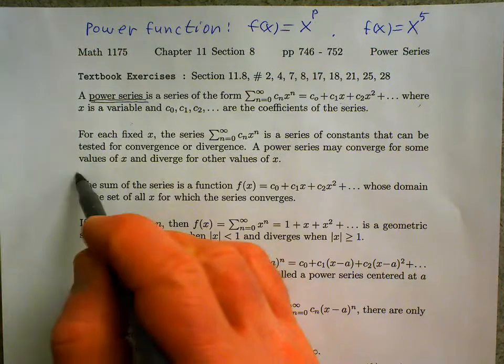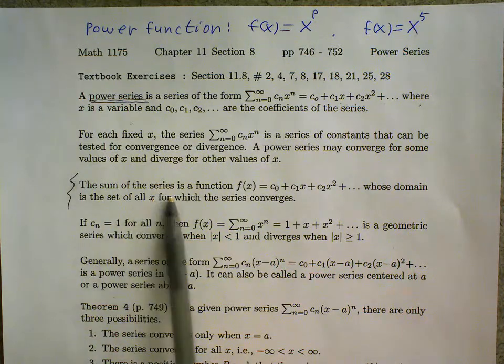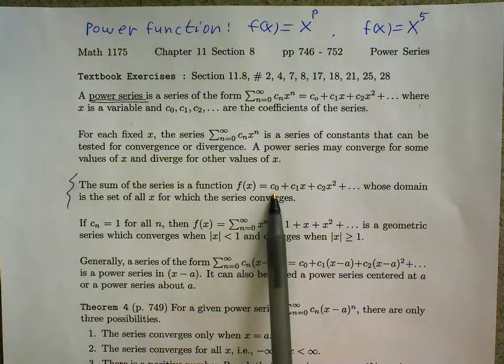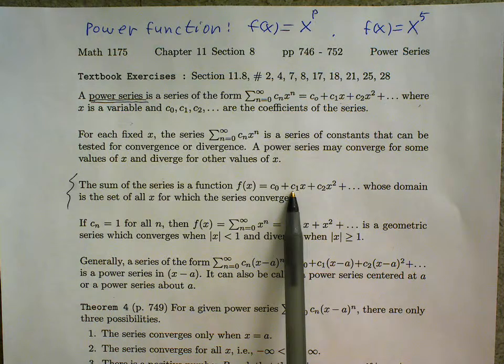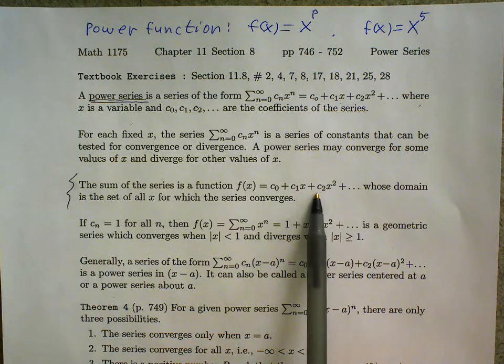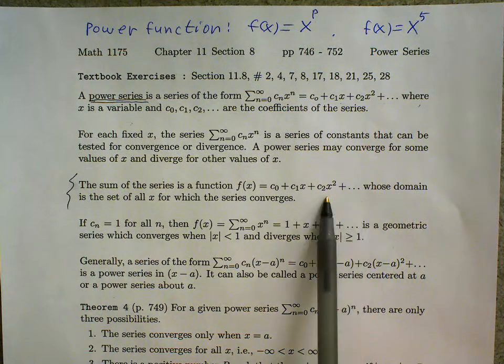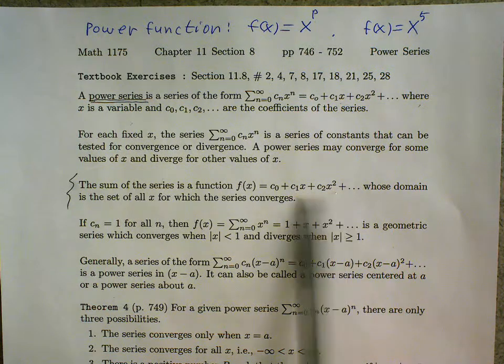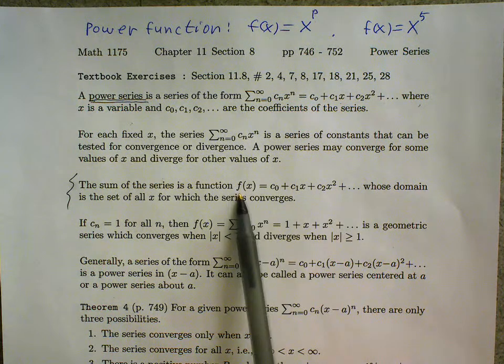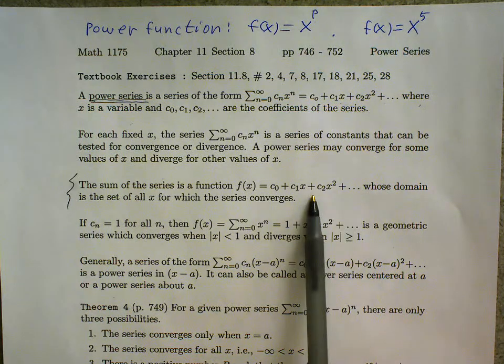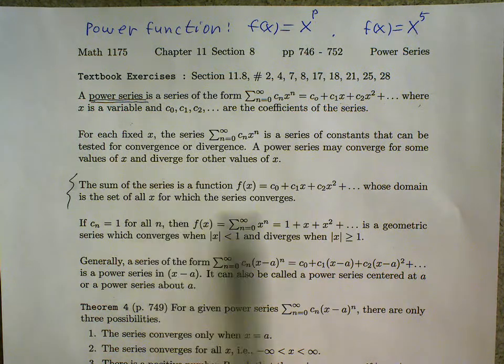And the next sentence: the sum of the series is a function, f of x equals c sub 0 plus c sub 1 times x plus c sub 2 times x to the second, and so on. So it looks like the terms are from polynomial functions. It's just that a series has infinitely many terms. The domain is the set of all x for which the series converges.